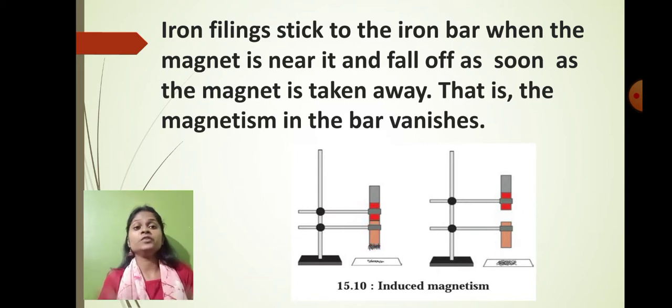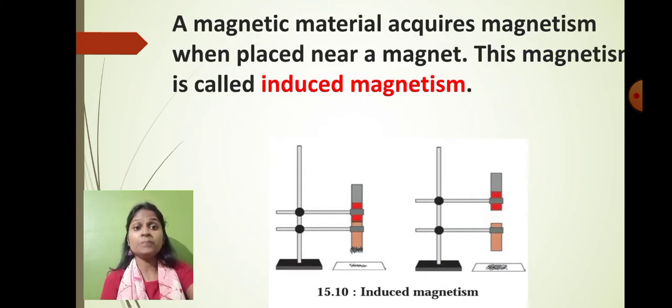When you keep the iron bar and the magnet in contact with each other, magnetism is developed. But as soon as you take the bar magnet and the iron bar away from each other, the magnetism vanishes. So the magnetism is developed because of the magnet. This is called induced magnetism.